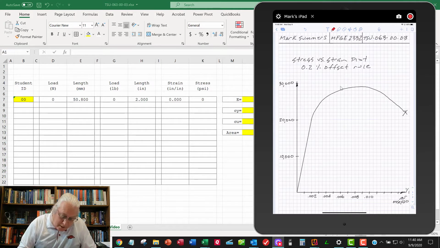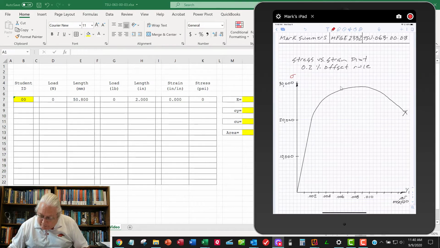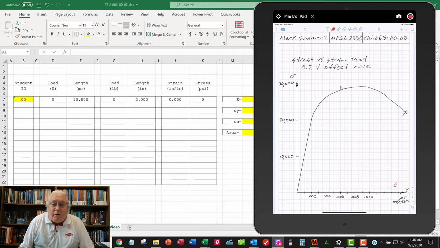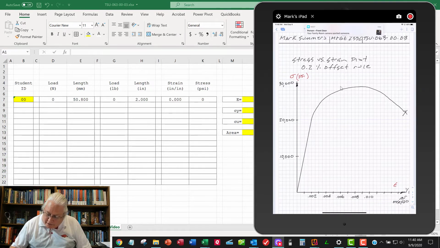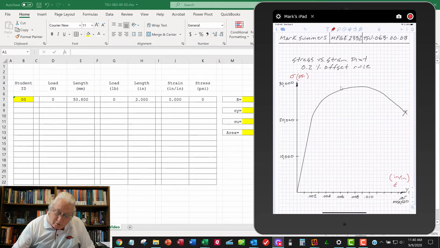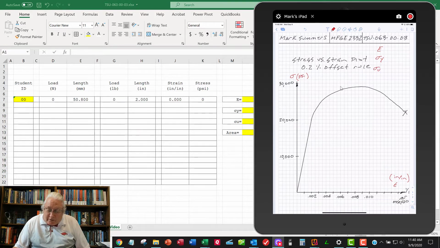So we're plotting stress versus strain, and sigma we'll use for stress, strain we'll use epsilon, and we're using inches and pounds here, so the stress will be in psi and the strain will be inches per inch, unitless. And so the parameters we're interested in are Young's modulus, the yield stress, and the ultimate stress. And so let's tackle the easy one first.